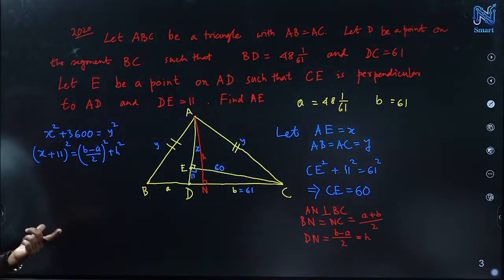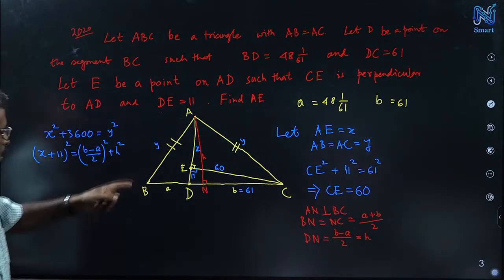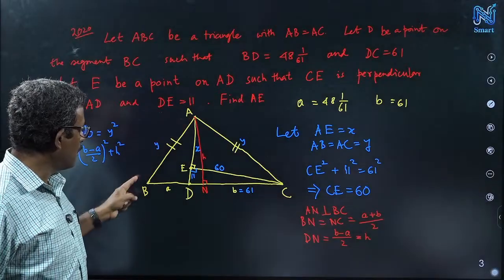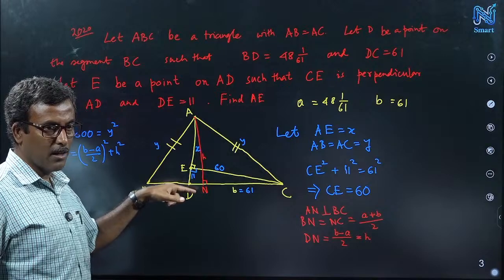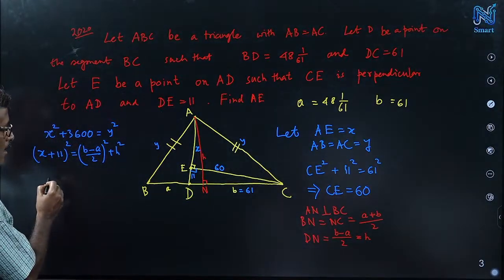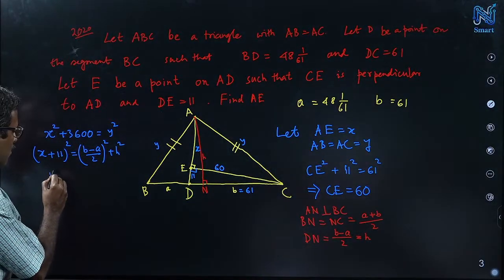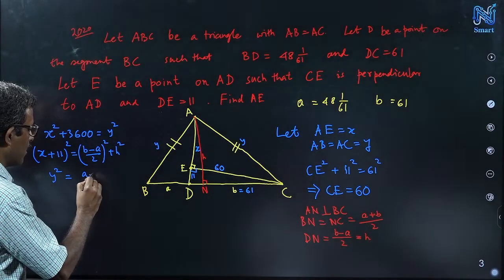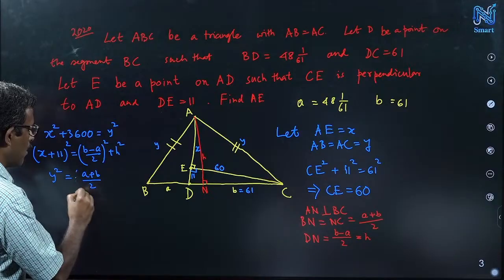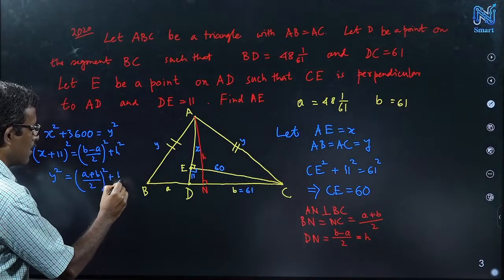And one more equation we need. We can use Pythagoras in where? In ABN. In ABN, what happened? Y square is equal to A plus B by 2 whole square plus H square, right?